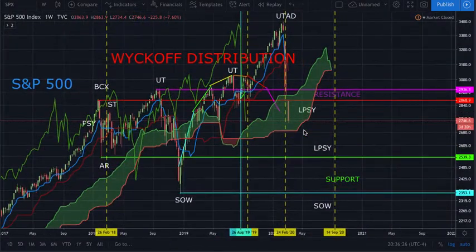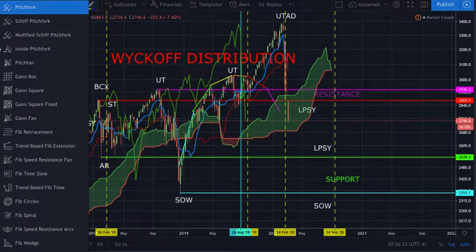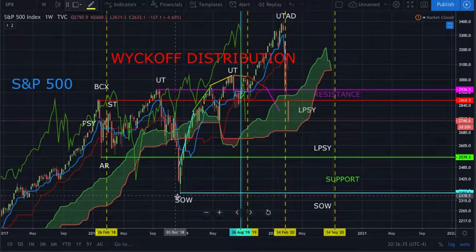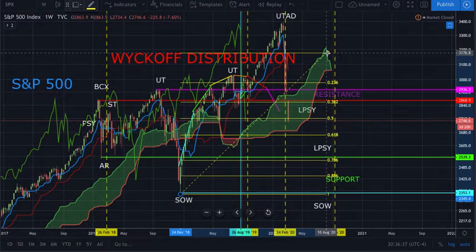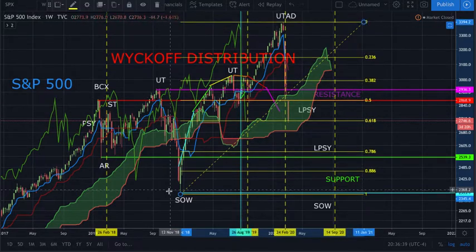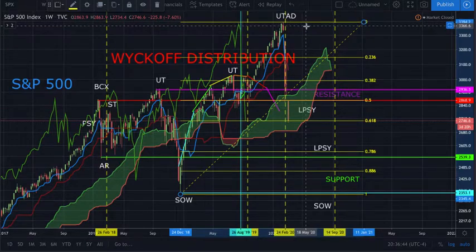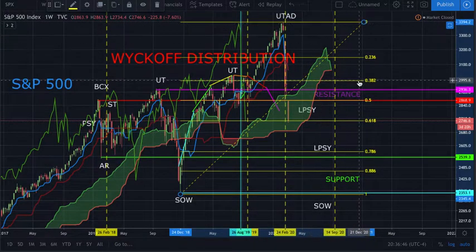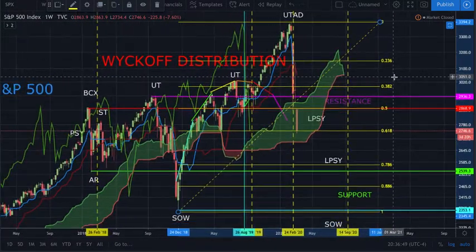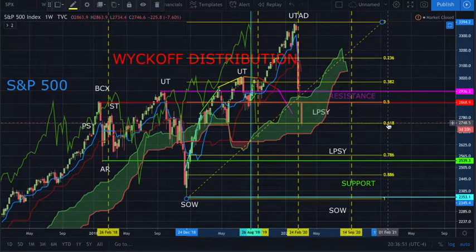Now, we're going to pull up our fib retracement tool over here, and we're going to go from this move right here, and fib the entire move from down here at our support zone to the top here of the upthrust after distribution. What we're looking at now is we're right at the 0.618. So right here is a key level where we would expect a bullish retracement.